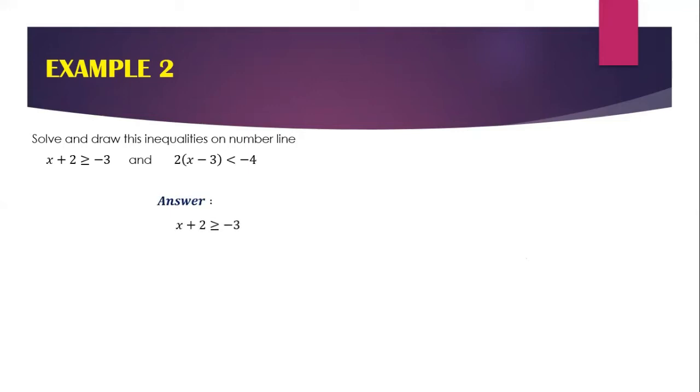For the first, x plus 2 is greater than or equal to minus 3. By using algebra, 2 will go to the right side and it will be x is greater than or equal to minus 5. This is number one. I will show you the process. Two goes to the right side, so x is greater than minus 3 minus 2. So x is greater than minus 5, right? Good.